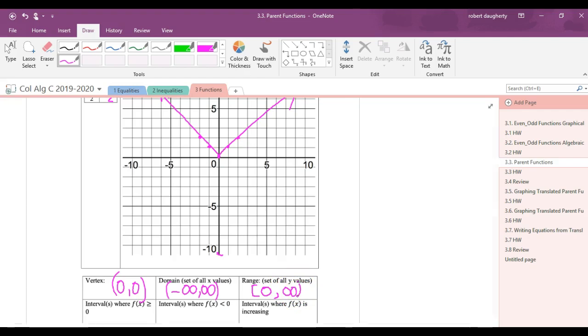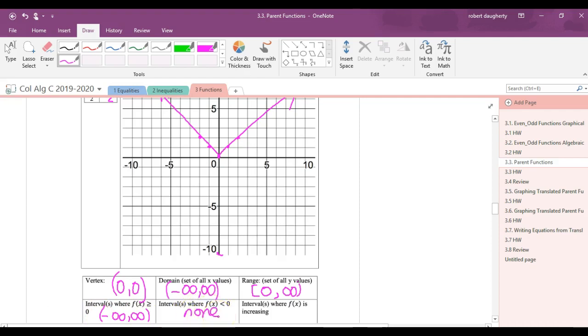Intervals where this function is greater than or equal to 0. So if you look at it, where do you see it being less than 0? Nowhere. So it's going to be greater than or equal to 0 where? Everywhere. So if I start traveling left to right, I'm above the axis. So where it's greater than or equal to 0, that's negative infinity to infinity. Where is it less than 0? There are no intervals for that.